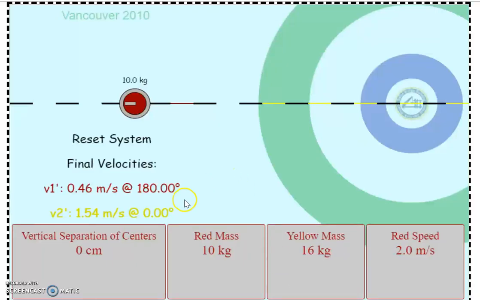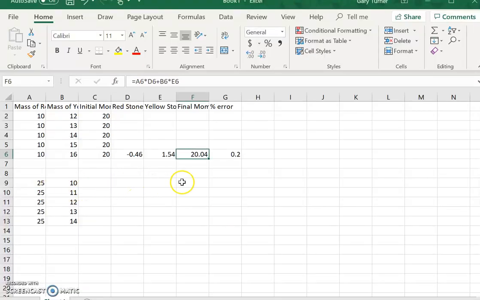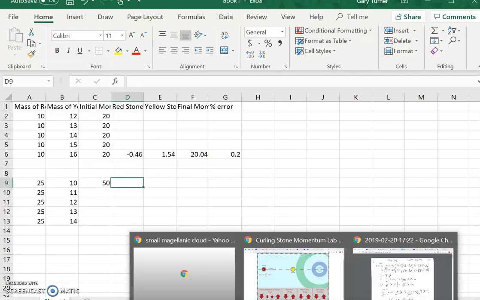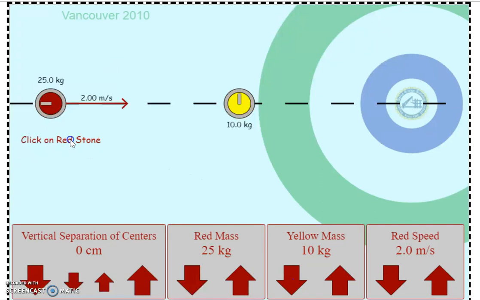So let's come back into the simulation, reset the system, and we're going to increase the mass of the red stone up to 25. Okay, and we'll take the yellow stone back down to 10. And so that will be this first trial here. Now again, we know that the momentum of the system initially is going to be the mass of the red stone times 2, which is going to be 50. And we now want to run the simulation again, and this will give me the red stone's final velocity and the yellow stone final velocity. So let's come back here and let's go.